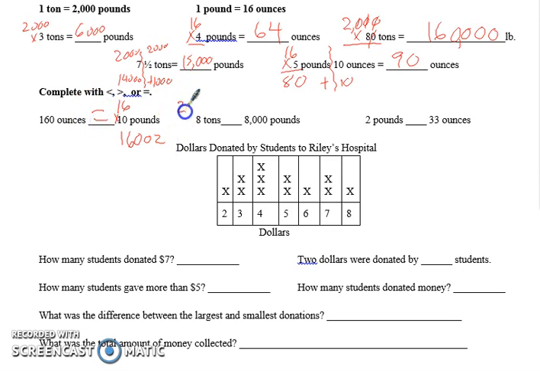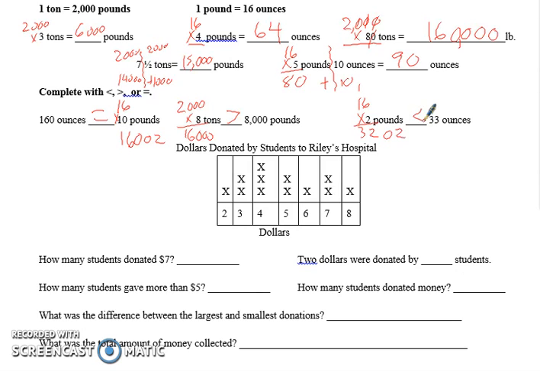8 tons, or the 8,000 pounds, so I'm doing 8 times 2,000 is 16,000. Way larger there. 2 pounds and 33 ounces. Pounds are bigger, so I'm going to change pounds to ounces. And I get 32 ounces. Oh, 33 is just a little bit larger.